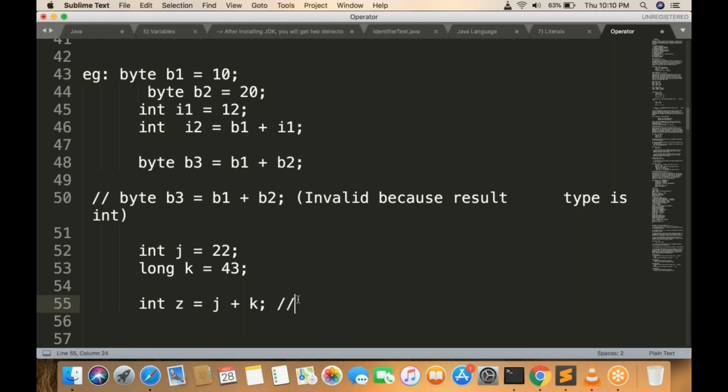Why? What I'm asking, I'm not asking about the compiler error or something. I'm asking what is the result type? J plus k, if you're doing that, what is the result type? Listen carefully. What is my question? Long. Okay, and what are we doing here? Int z is equal to long. Is it possible? That's why you are getting a compiler error. Clear? The result type would be long here.